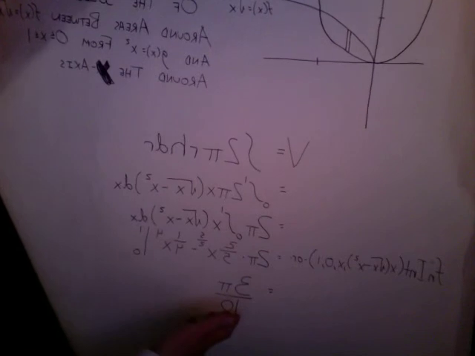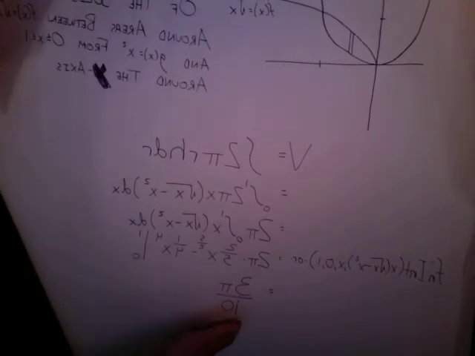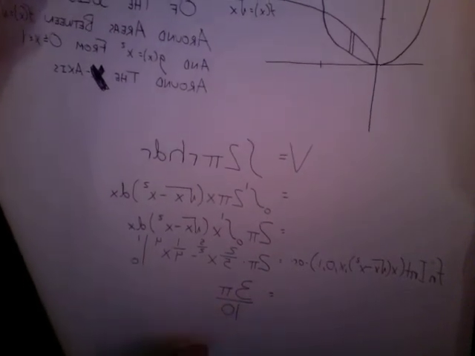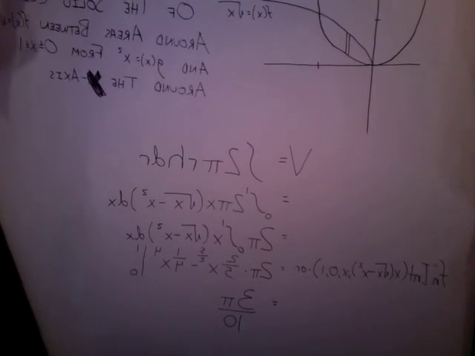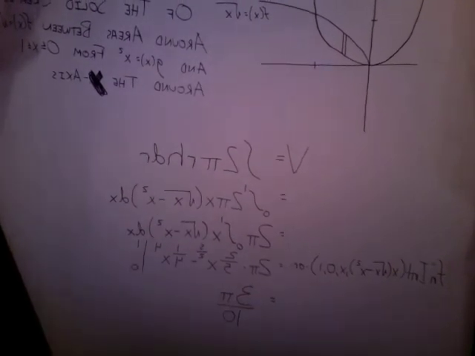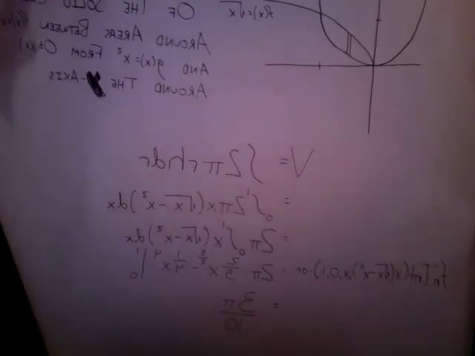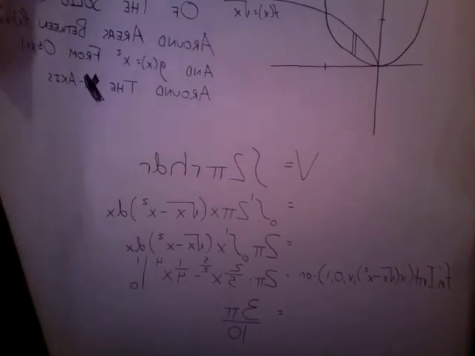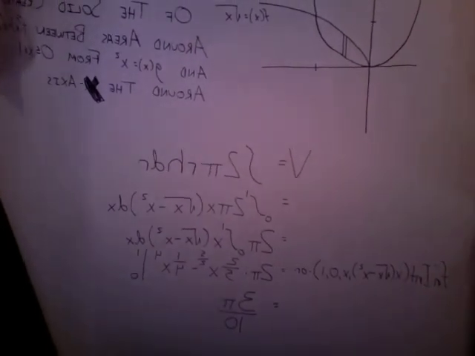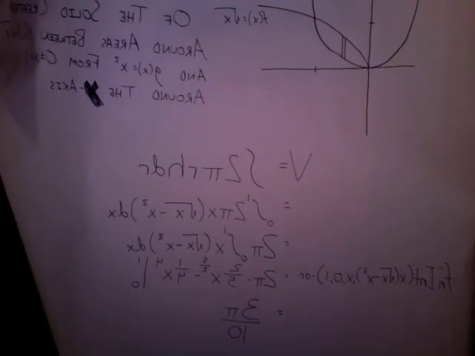And then either way you do it, you're going to come up with an answer of 3 pi over 10, or it comes out to about 0.94, and the decimals carry on. And that is how you use the shell method.